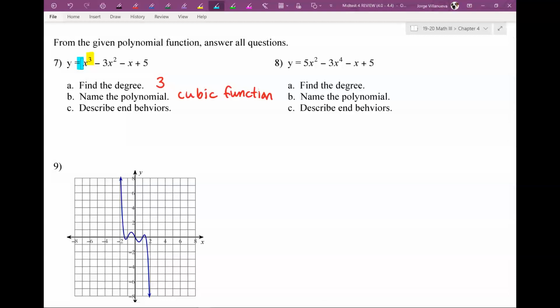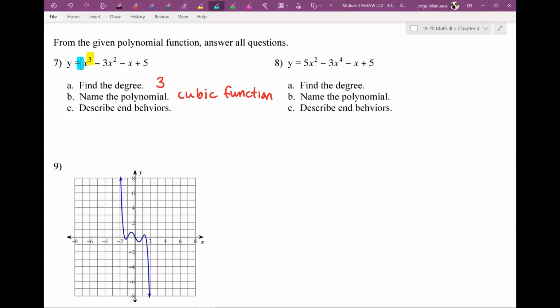So if you look at number 7, there's a power of 3, a power of 2, then a 1, and then there's no x right there, right? So the highest power is a power of 3, the one that I highlighted in yellow. And then based on the highest power, you give it its name. So if the highest power was a 5, you call it a quintic function or degree 5 function.